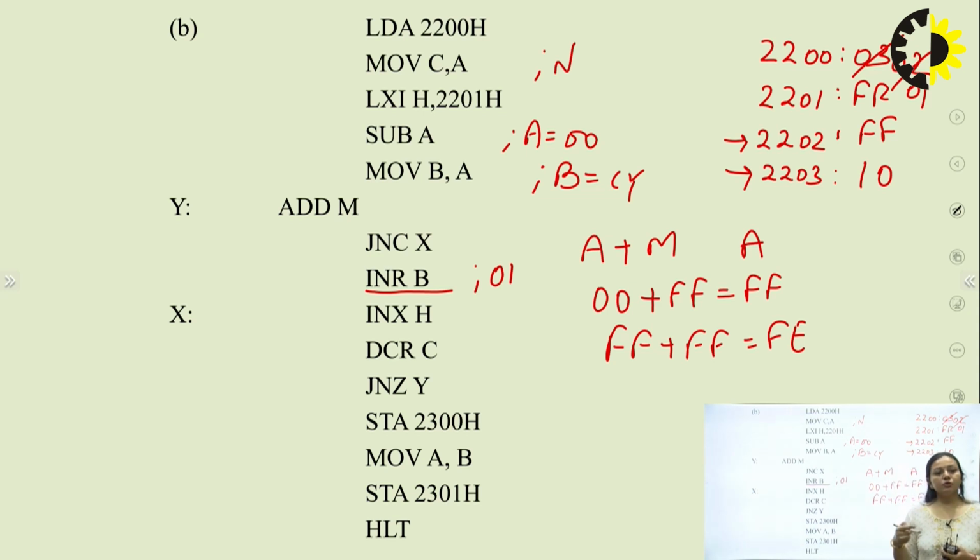So in this way, with the help of a separate register, you can store your carry bits also. And at the end, you have to display the accumulator result at one location and the result stored in register B, which is my upper 8 bits, at another location.